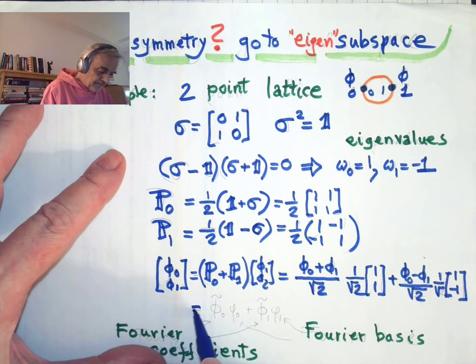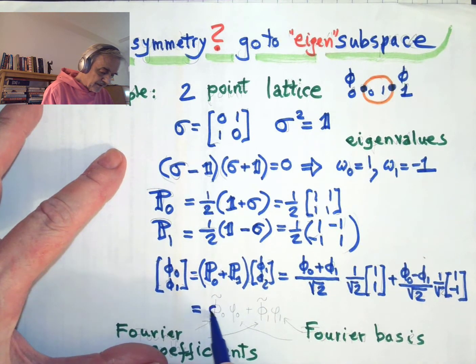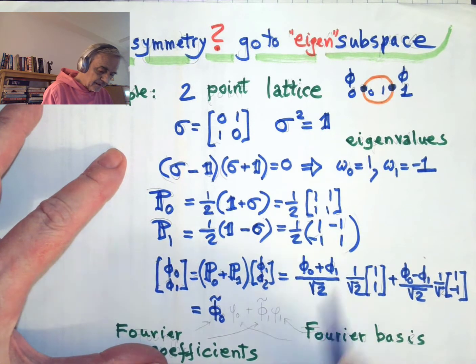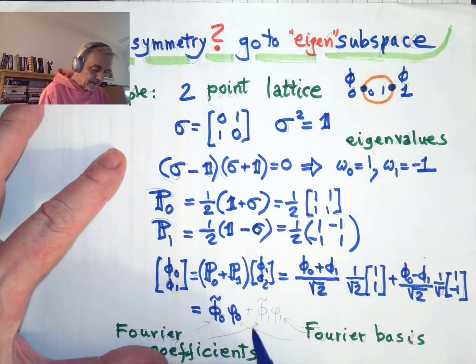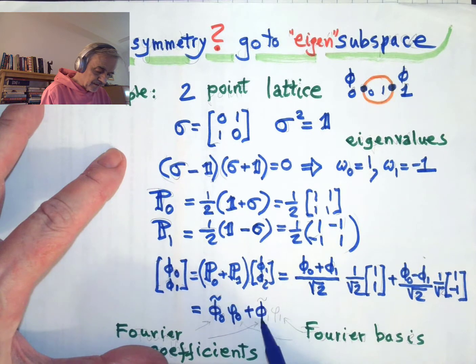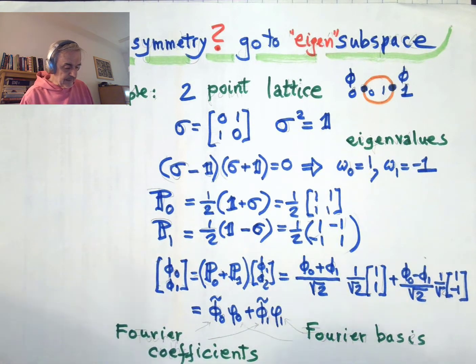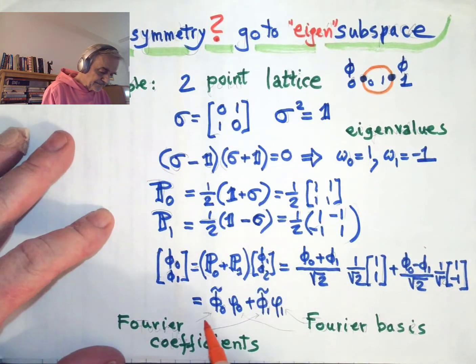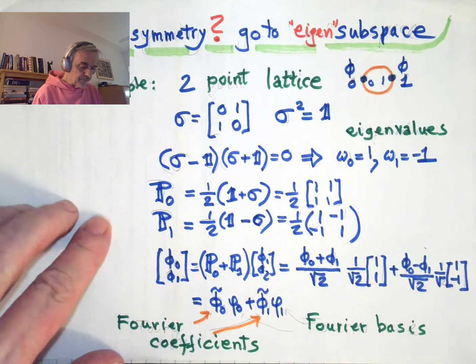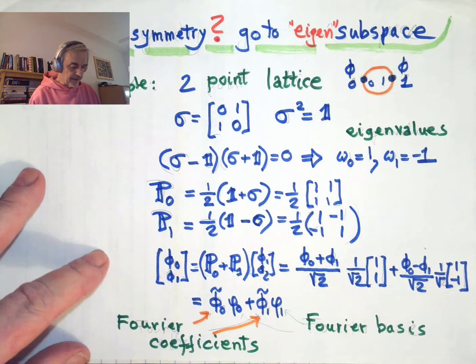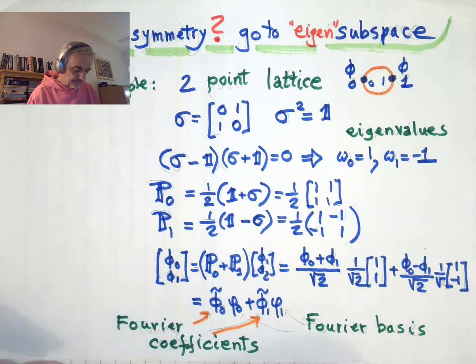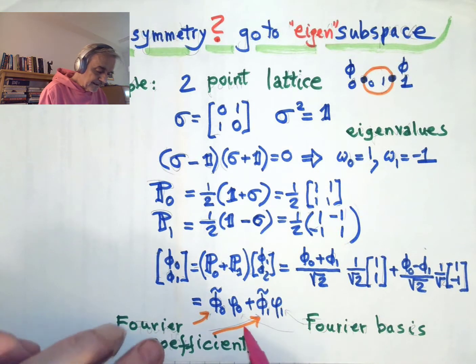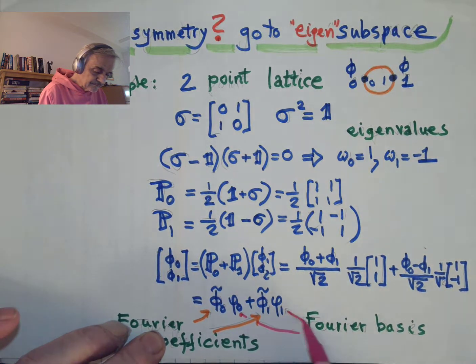So we will write this combination here as phi tilde 0 times the eigenvector in that direction normalized, plus this combination we'll call phi tilde 1 times the other eigenvector. And as you will see, these are things that you know from other cases, but maybe not in discrete setting. This one and this one are Fourier coefficients of the original state. And these eigenvectors are the Fourier basis, as I will show in all generality very soon.